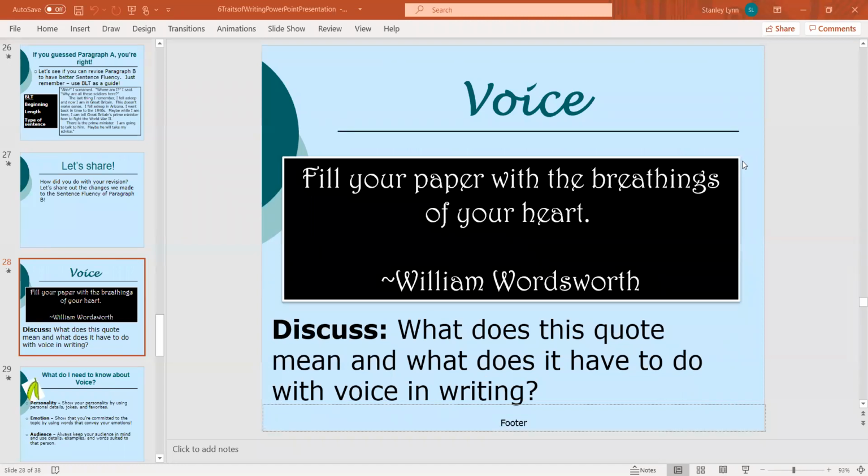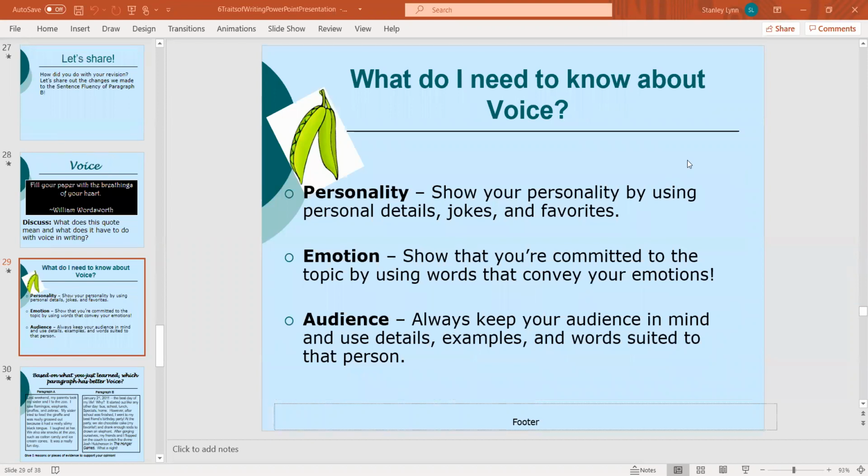Fill your paper with the breathing of your heart. This was a quote from William Wordsworth. What does this quote mean, and what does it have to do with voice and writing? What do I need to know about voice?